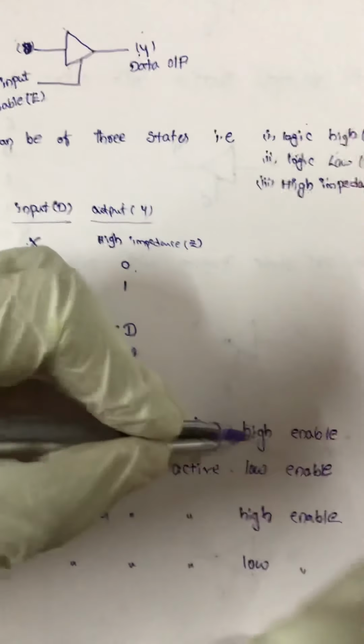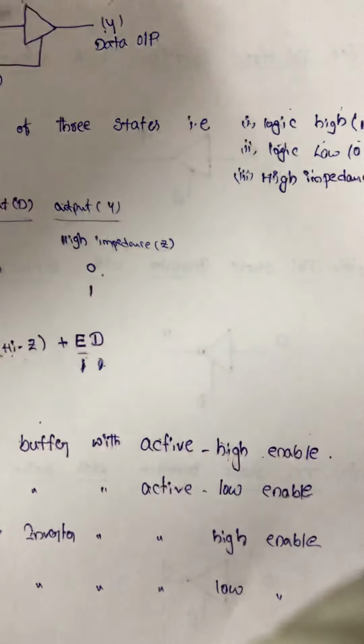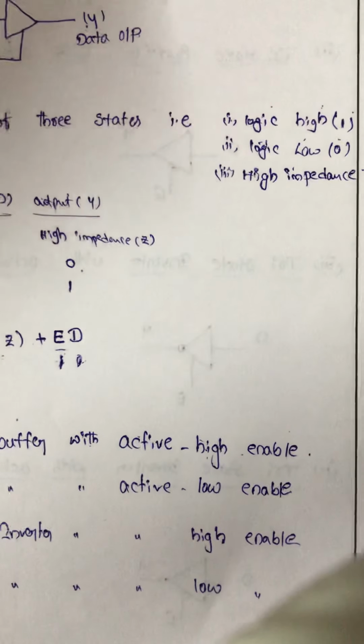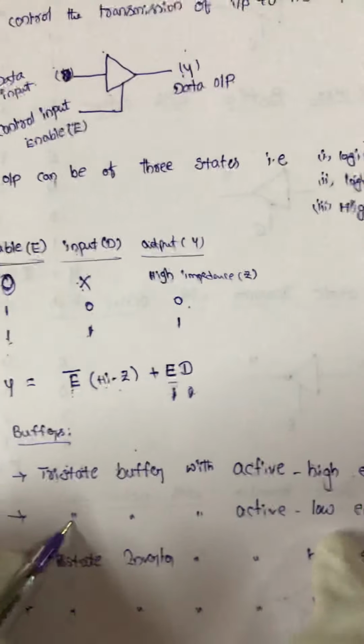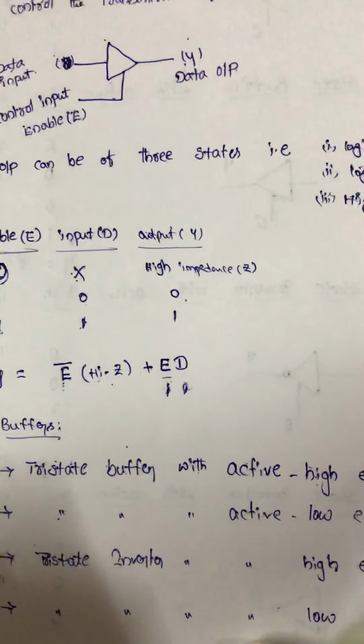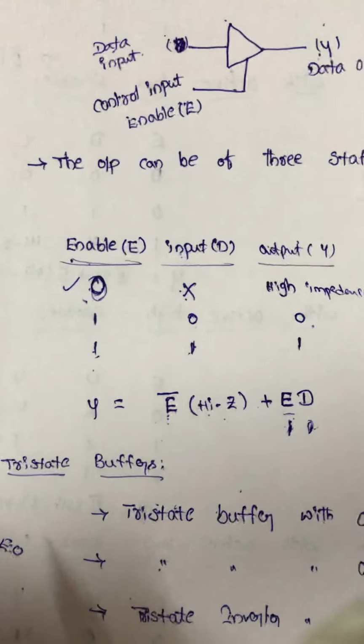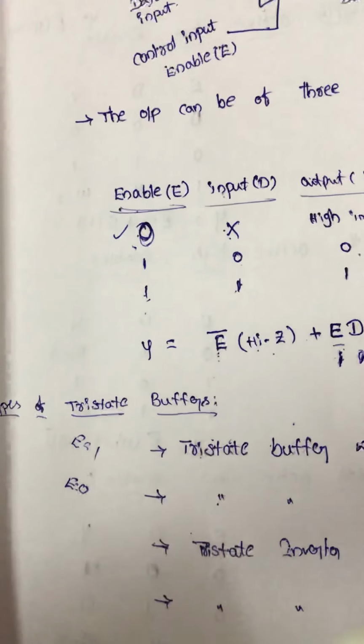Active high enable means E equals 1 condition. Okay, so the circuit diagram is like this. Next, the second one, tri-state buffer with active low enable. Active low enable means E equals 0. This is E equals 1.